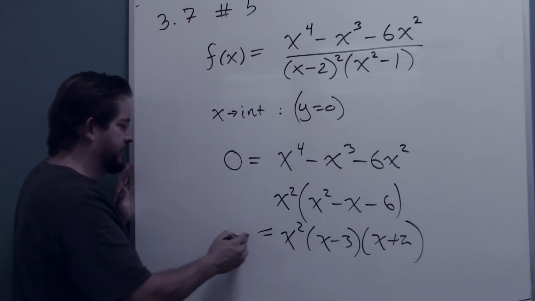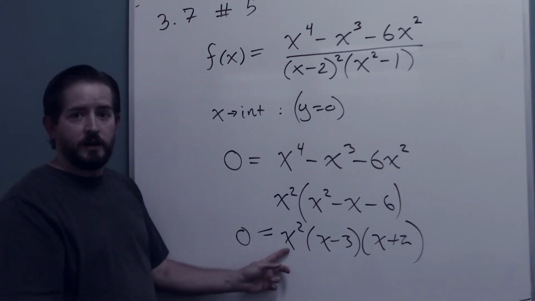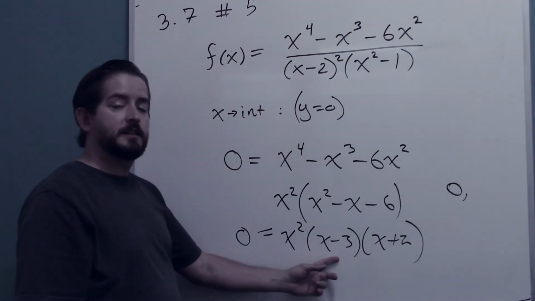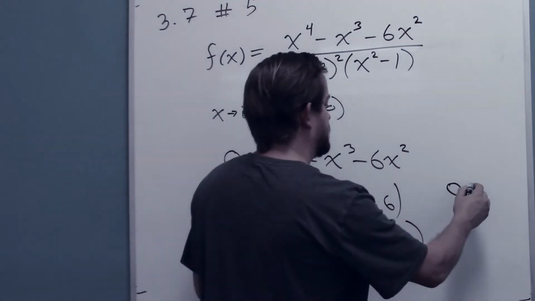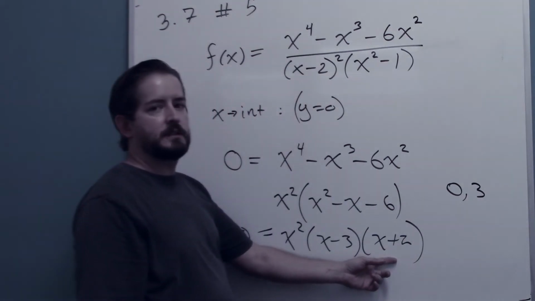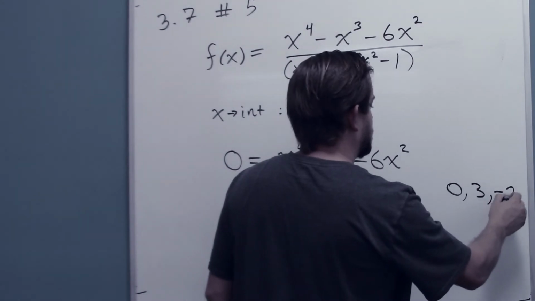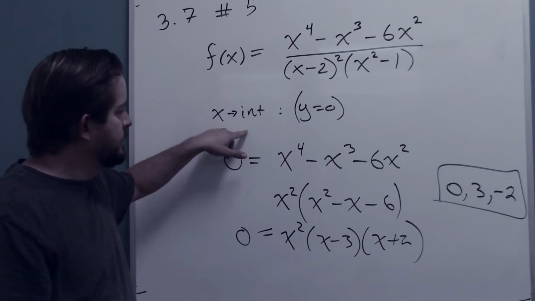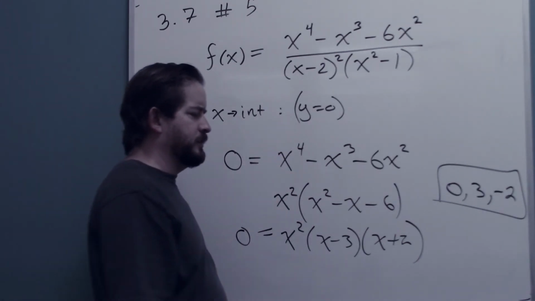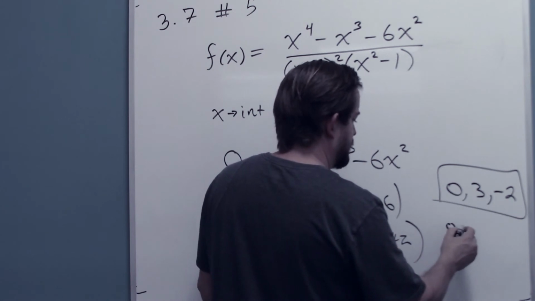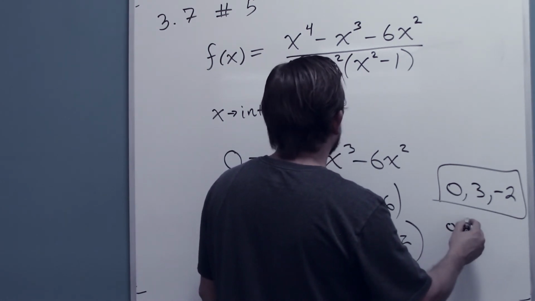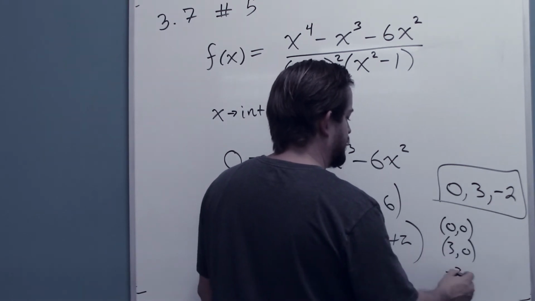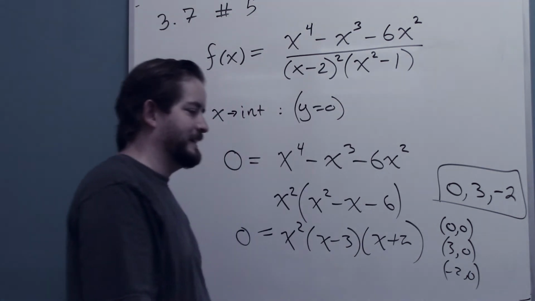And so this is equal to 0 when either x squared is 0, so that happens at 0. When x minus 3 is 0, so x is 3. Or when x plus 2 is equal to 0, so negative 2. And those are the three x values where I find x-intercepts, right? And so you just turn these into points, right? You would have 0, comma 0. And then you would have 3, comma 0, and then you would have negative 2, comma 0. And those are your three x-intercepts.